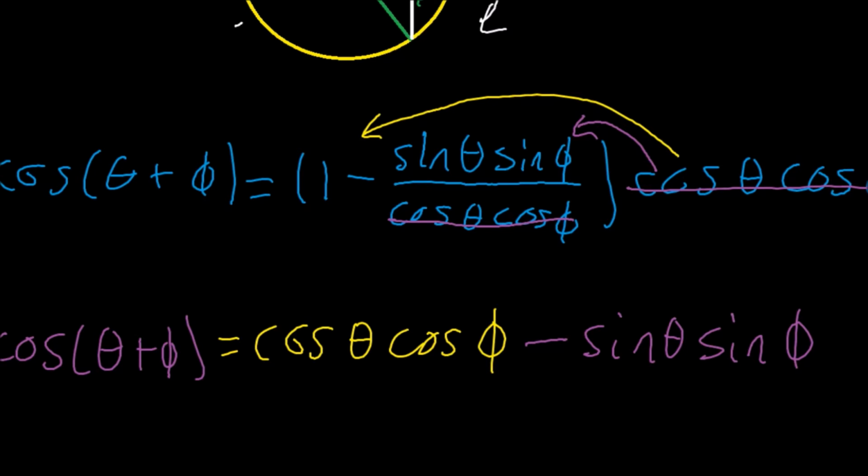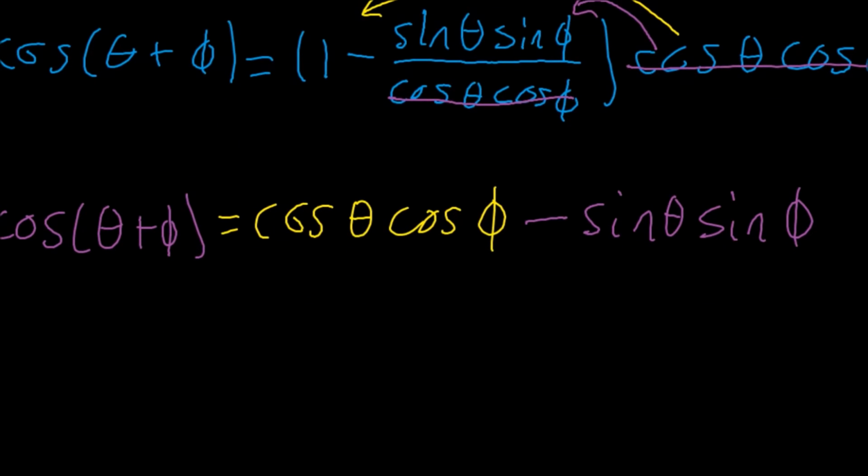So how will we go about obtaining the sine version of this? Well, couldn't be any easier. We could just simply do cosine of 90 minus (theta plus phi).